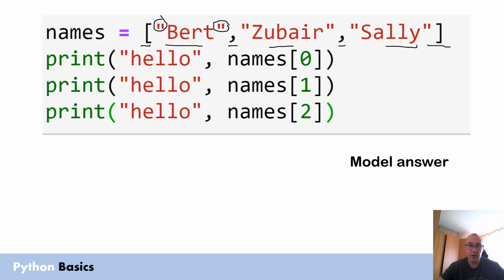Then I want to say hello to each of them. So I'm just putting the string hello, comma, and then the name of the array, and then the index I want to say. So this one will say hello, names[0], well position 0, index 0 will be Bert. The names[1] would be Zubair, and names[2] will be Sally. Okay, so that's how you'd write the solution to that problem.